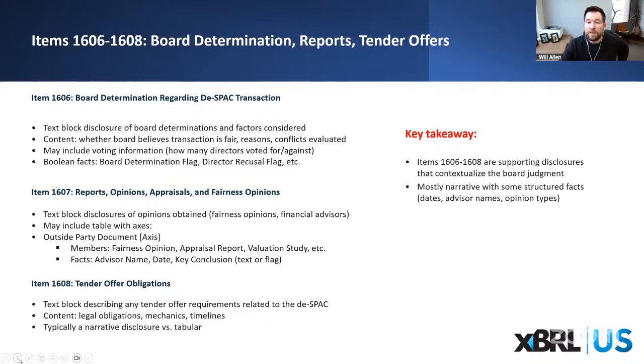Item 1606 captures board determination. It's often a detailed narrative explaining the board reasoning, the conflicts that it evaluated, and its final conclusion. 1607 lists all the advisors and their opinions. So this is kind of the section for transparency. 1608 covers the tender offer mechanics. So those are required if there is a concurrent tender offer. When you tag these items, you're primarily working with text blocks, but you may have some structured facts and advisor names that you might need to additionally tag.